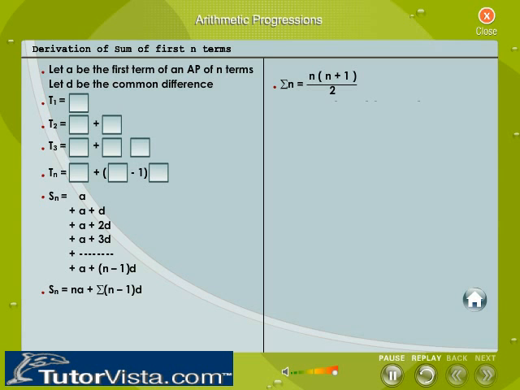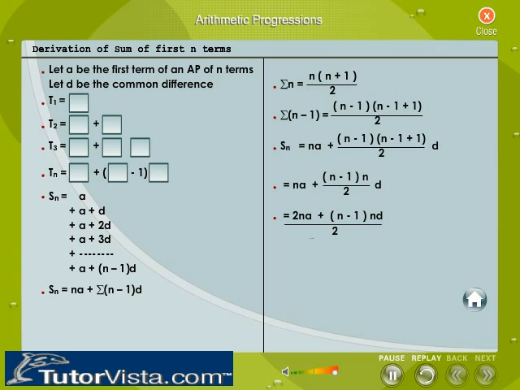We know that sigma n, that is the sum of the first n natural numbers, is equal to n into n plus 1 by 2. In the same way, sigma n minus 1, that is the sum of the first n minus 1 natural numbers, is equal to n minus 1 into n minus 1 plus 1 by 2. We substitute this value of sigma n minus 1 in the right-hand side of the equation. We simplify the terms. We get the formula Sn is equal to n by 2 times 2a plus n minus 1 into d.